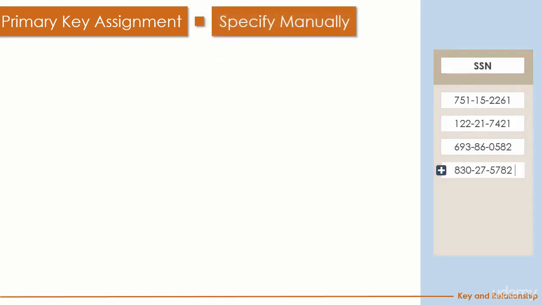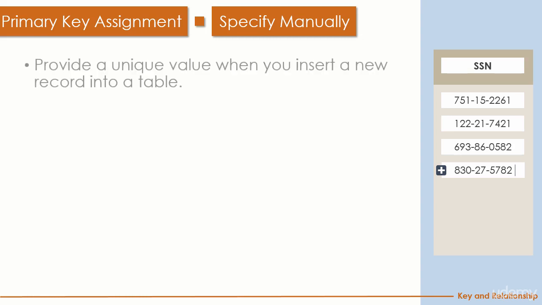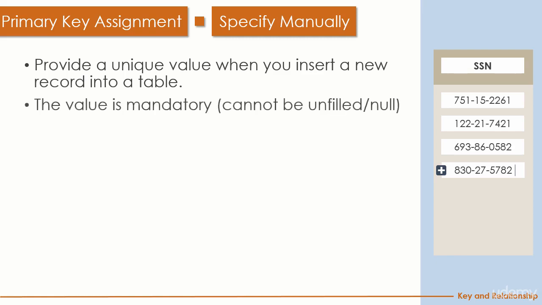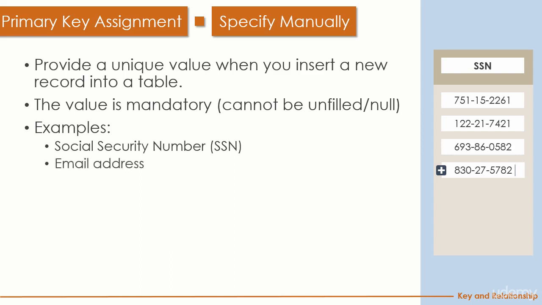The second option is to specify the ID manually. Take the SSN as an example. When you insert the record into the table, you need to provide the SSN at the same time. The value is mandatory. It cannot be null or empty. Examples of a manually assigned primary key could be the social security number, the email address if you don't allow the user to change it, or the ISBN, which is quite unique.